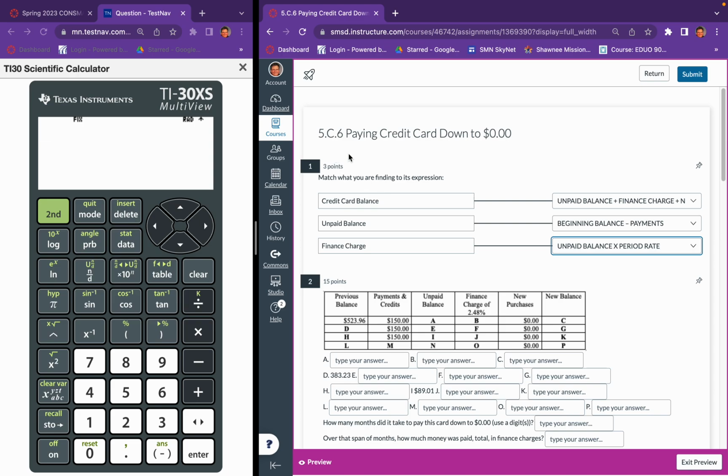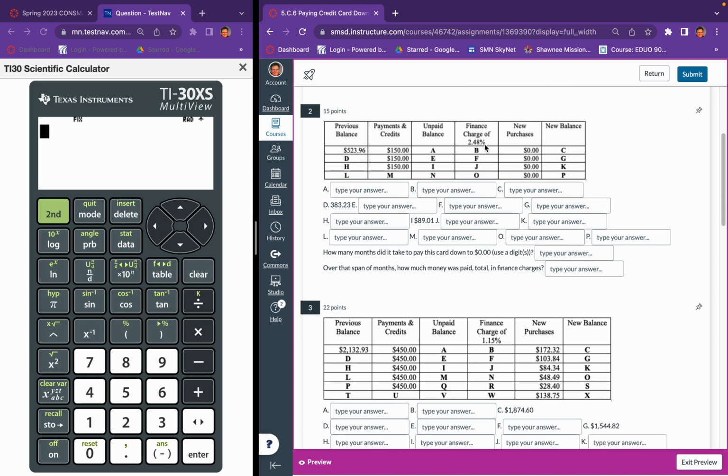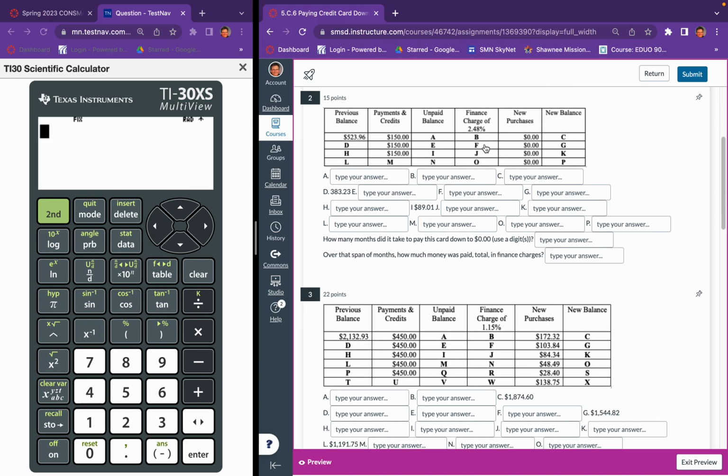Going to be on how to pay a credit card down to $0.00. And so I'm just going to do one of the problems from an assignment. And right here we see we have a previous balance of $523.94. And we have a payment of $150. So we are going to take the previous balance, which was $523.96, and we are going to subtract that payment.